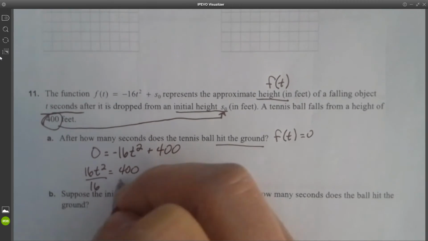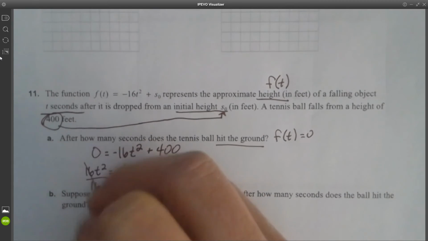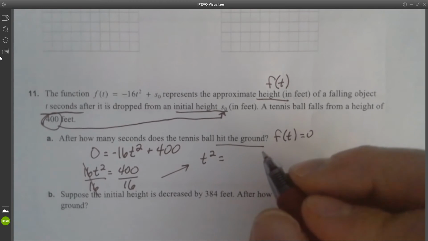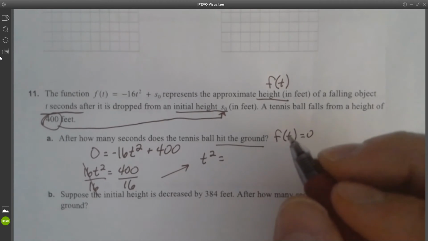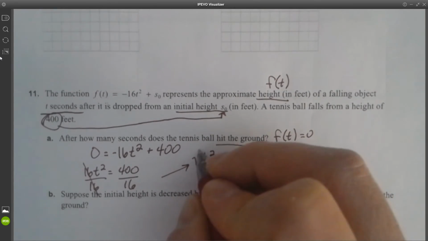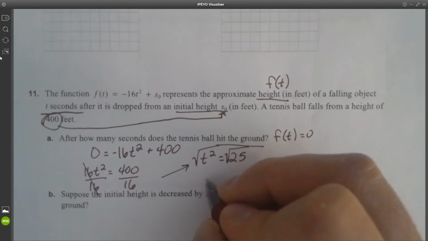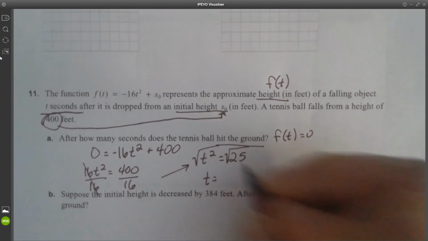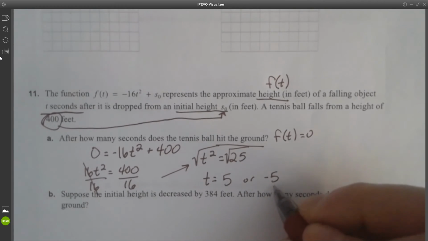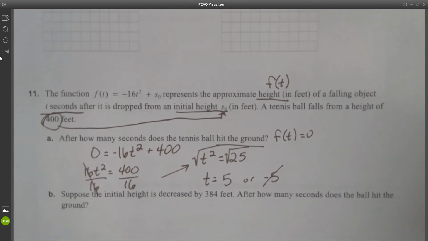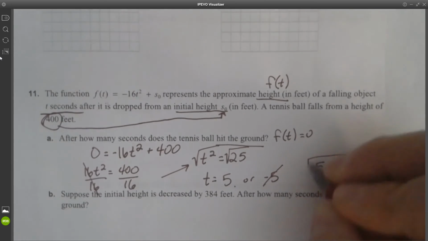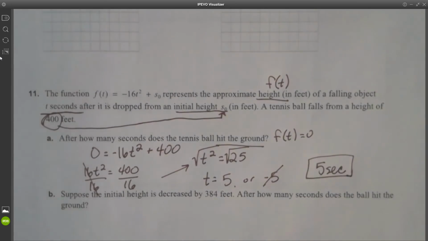and then divide by 16 to get t squared by itself. So now I have t squared equals 25, because 400 divided by 16 is 25. Square root both sides. T then equals, what's the square root of 25? It's either 5 or negative 5. Well, you can't have negative 5 seconds, so that one doesn't make any sense. That means it takes 5 seconds to fall those 400 feet.